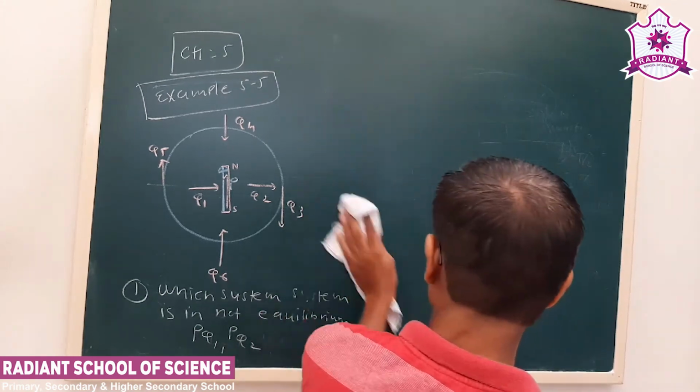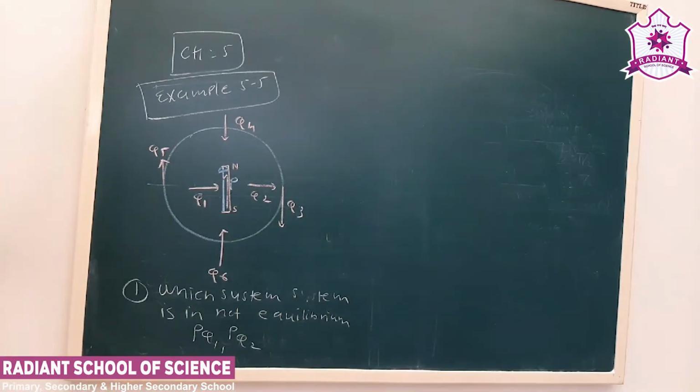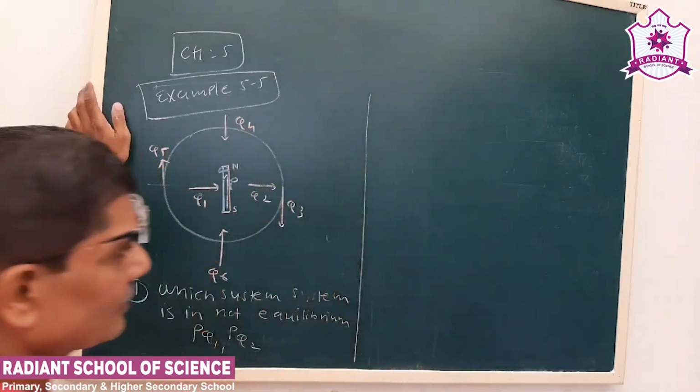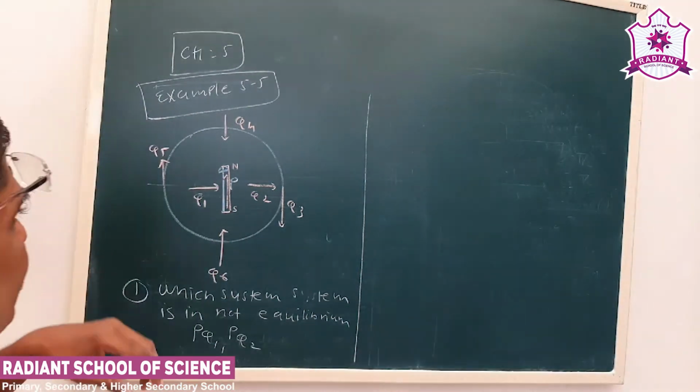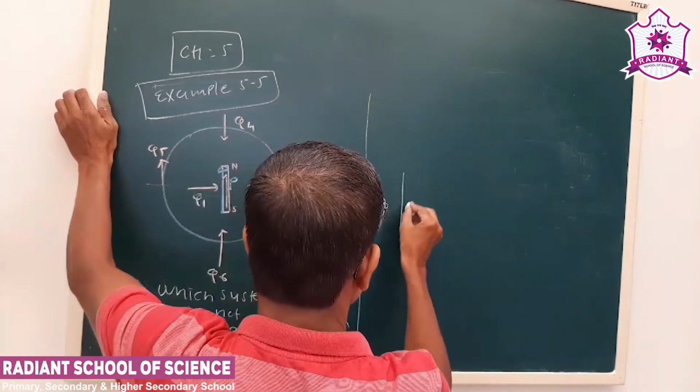The other equilibria are stable and unstable. Now Q1 and Q2 are 0, so there is no question of stable and unstable equilibrium. Now let us say Q3.